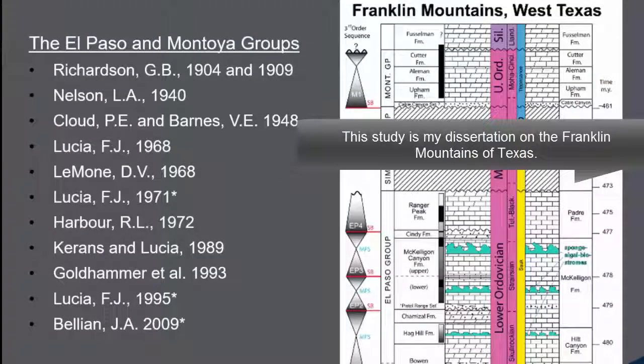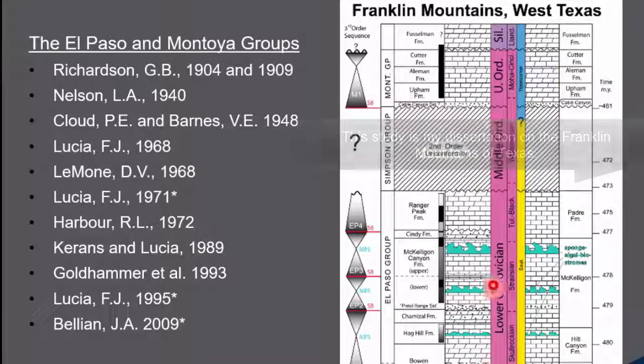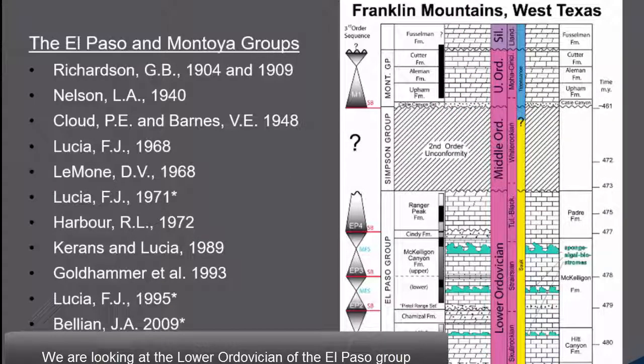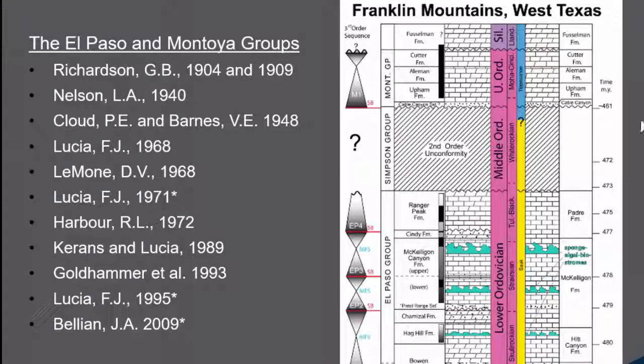My dissertation work was in the Franklin Mountains, and I've got a summarized section here we'll look at today. It's really the lower division in the El Paso group in the Franklin Mountains in El Paso, Texas. The middle division is missing here, so the entire section group is not present. Whether it was eroded or never deposited, we don't know. It's just not there. Generally, we're going to focus on the El Paso group down here and what's going on in the karsting in this zone, and then we'll talk a little bit about what's going on above that as well.